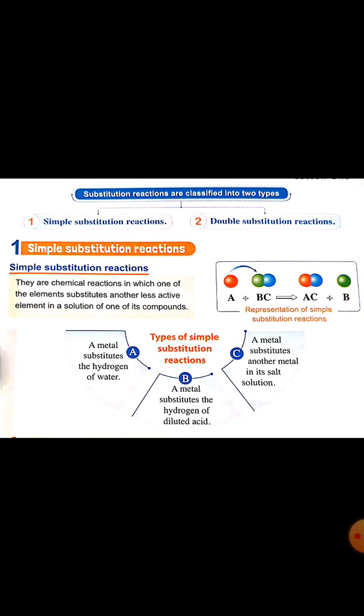Here, we have just one metal that can replace another element, either the hydrogen of water or acid, or another metal in its salt. So simple substitution reactions are chemical reactions in which one of the elements substitutes another less active element in a solution of one of its compounds. So we have types of simple substitution reactions, like a metal substituting the hydrogen of water or diluted acid, or a metal substituting another metal in its salt solution.